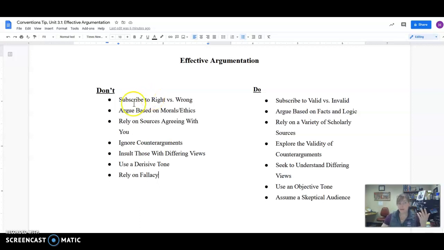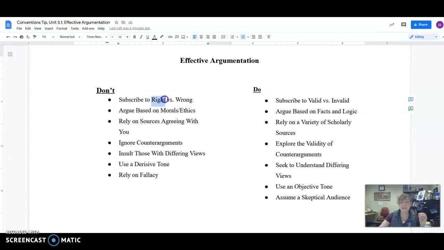The problem is, and the second point here, is that we cannot argue based on morals and ethics. Why? Because everybody has different morals and ethics, because everybody has lived different experiences. Everybody knows different people, they've been through different circumstances and situations in their lives which have formed their point of view. So everybody's going to have slightly different morals from yours. Everybody's going to have slightly different ethics from yours.